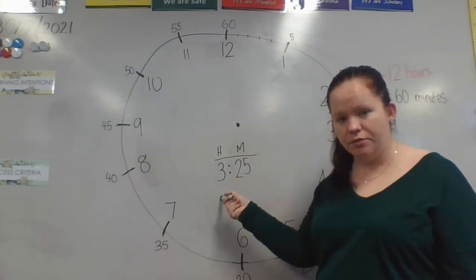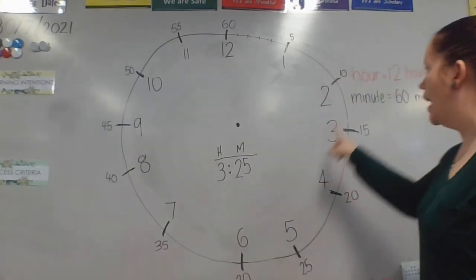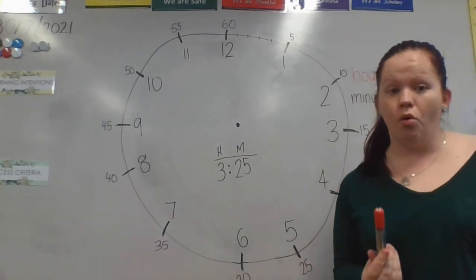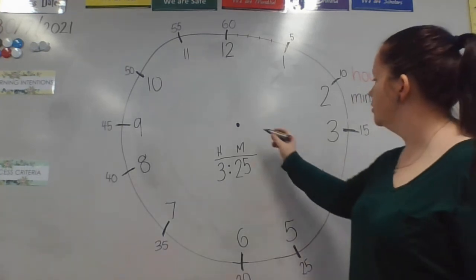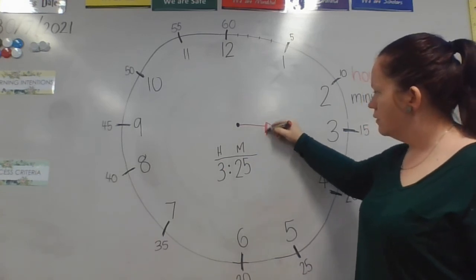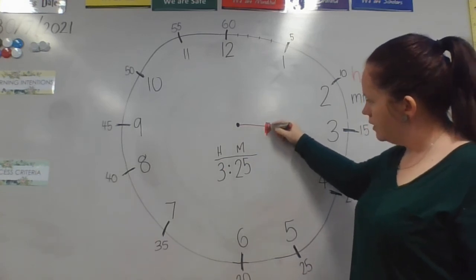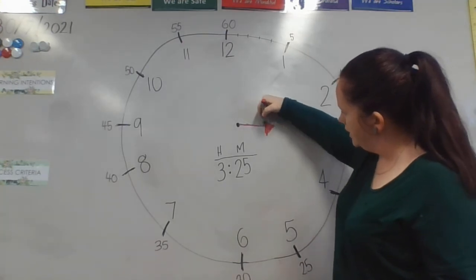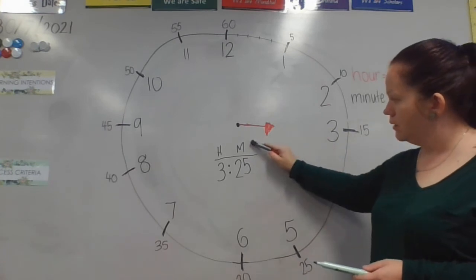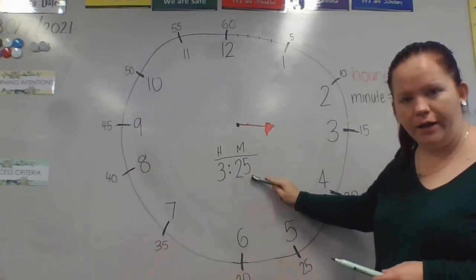So the hour is 3. So remember, our hour is red, and red is our shorthand. So I'm going to draw a shorthand to the number 3. Colour in so you can see it nice and clearly. And then I'm going to do the minute hand. So the minute is 25.